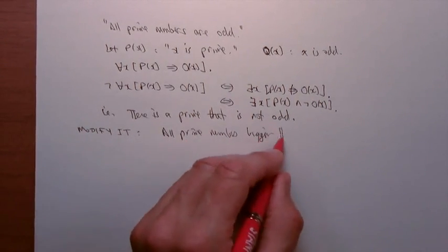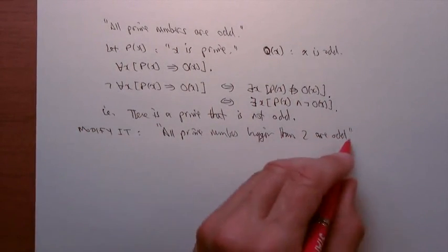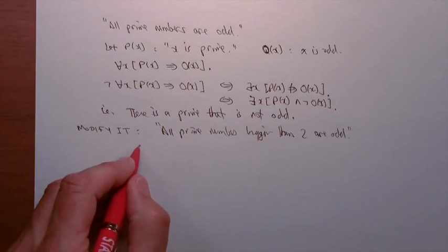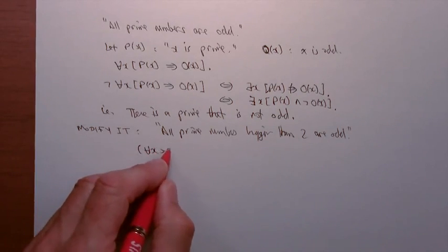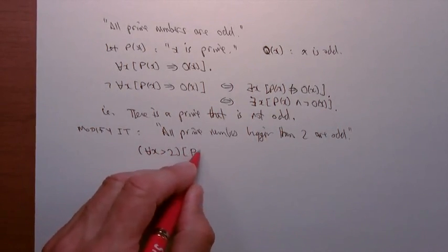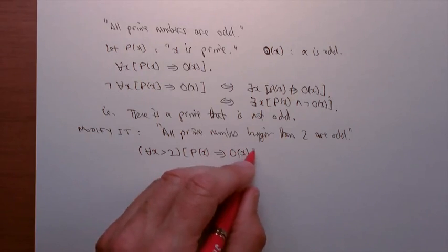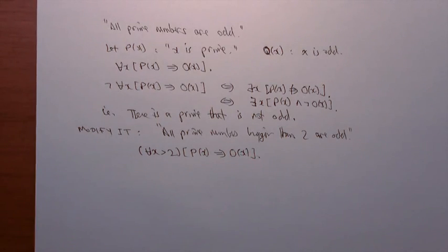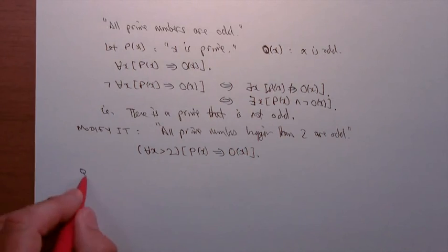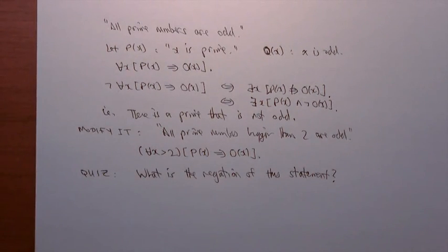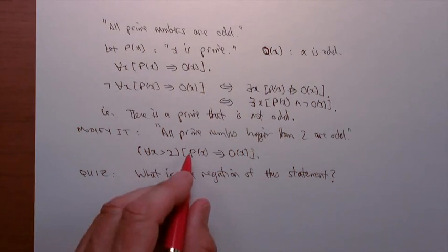All prime numbers bigger than 2 are odd. In symbols, for all x bigger than 2, if x is a prime, then x is odd. Okay? Now I'm going to give you a quiz. What is the negation of this statement?